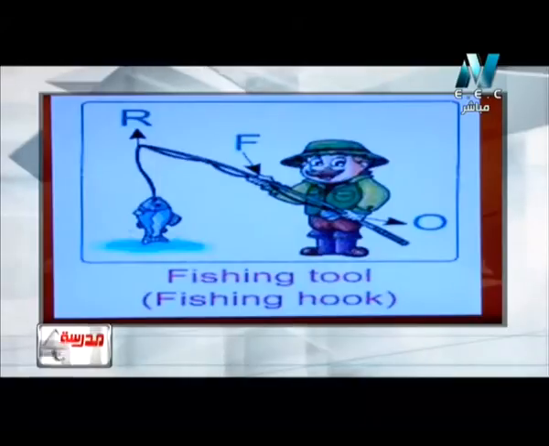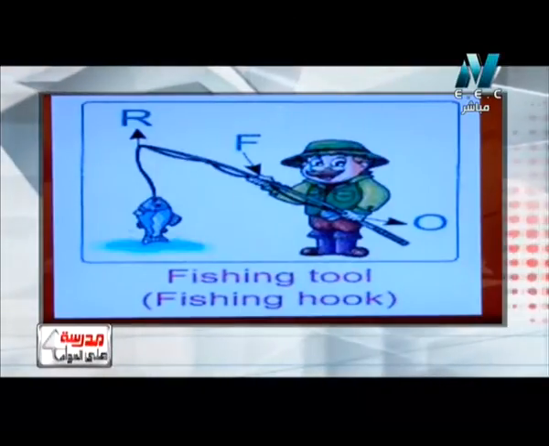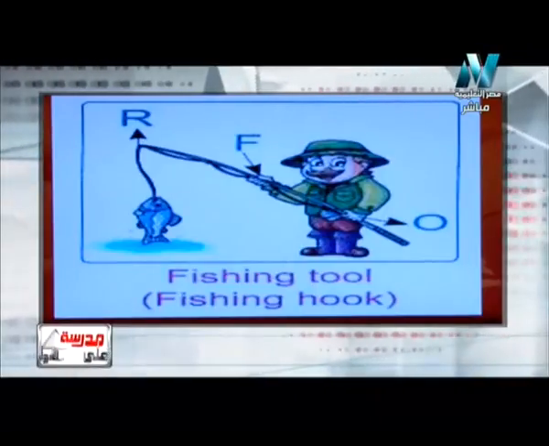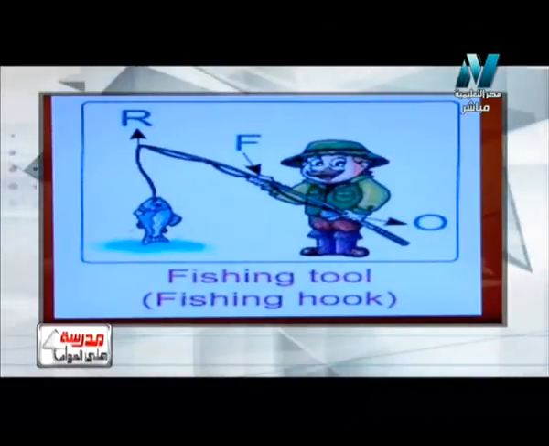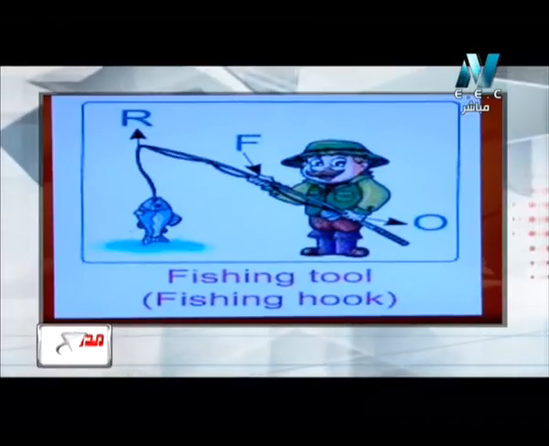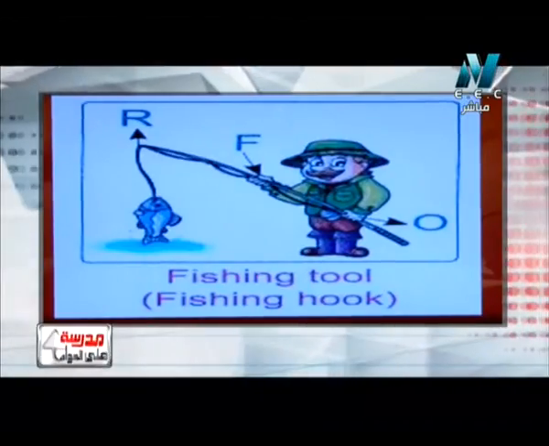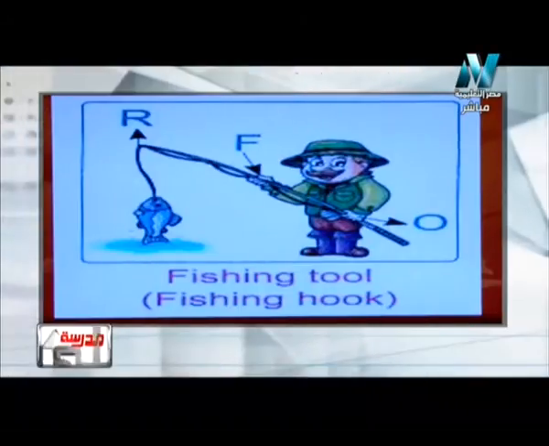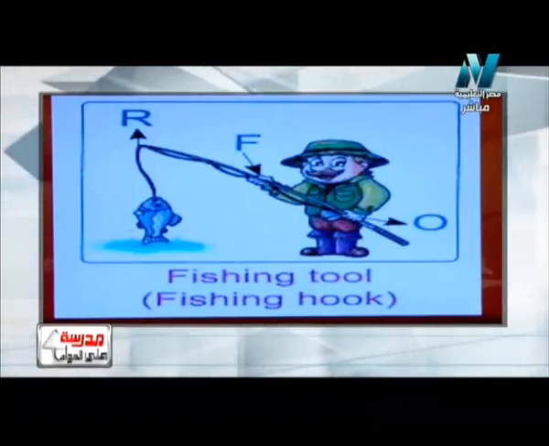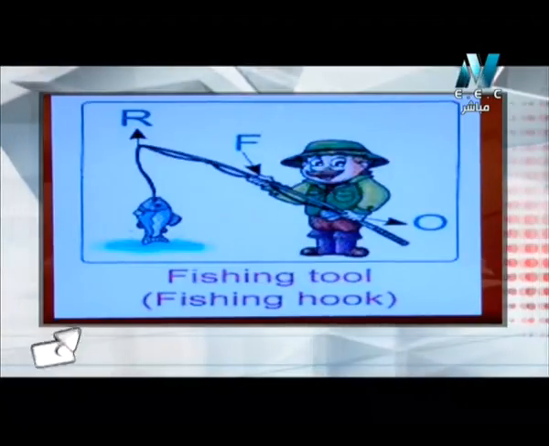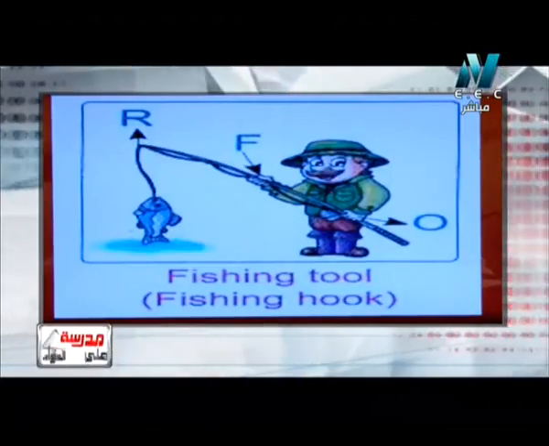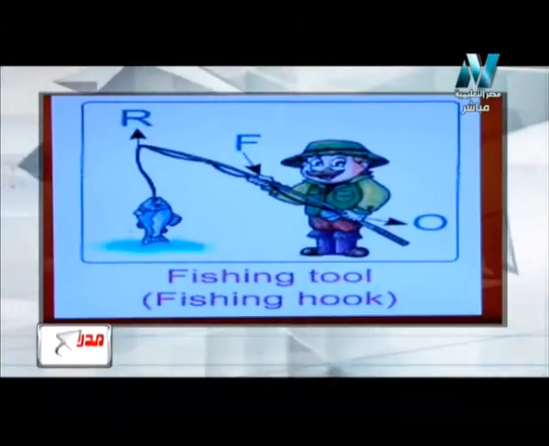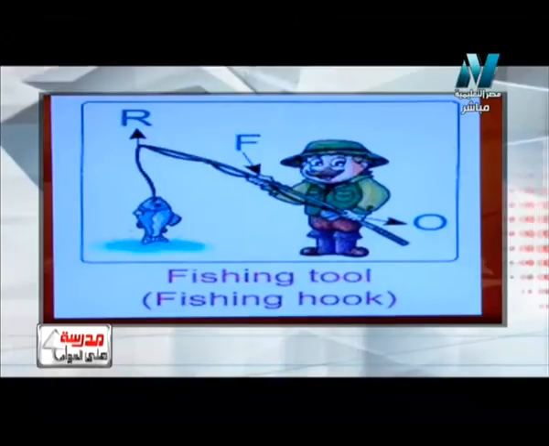Another example, fishing tool or the fishing hook. In the fishing tool, I have what? I have the effort force between fulcrum O and resistance R. So surely it will be the third class lever. So why? Or give reason. Give reason, the fishing tool is a third class lever because it contains effort force between resistance and fulcrum. Another example.